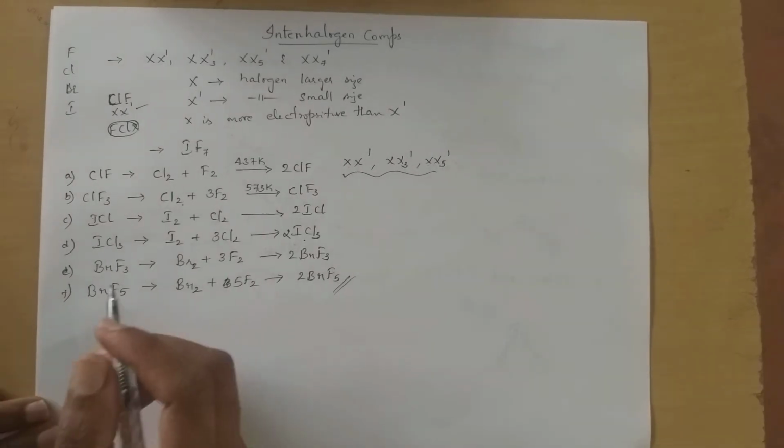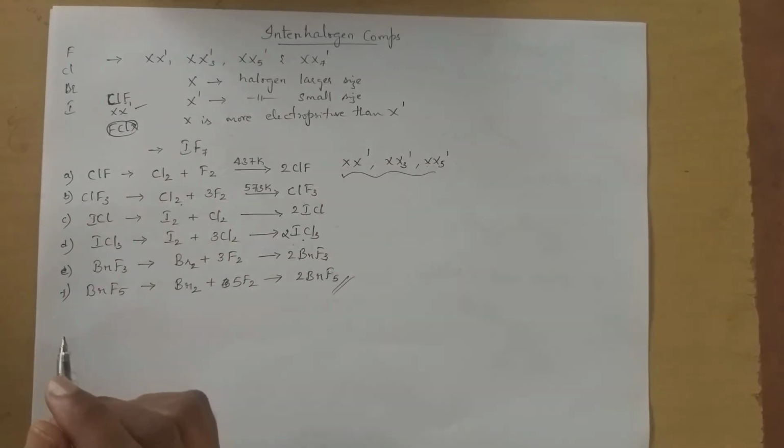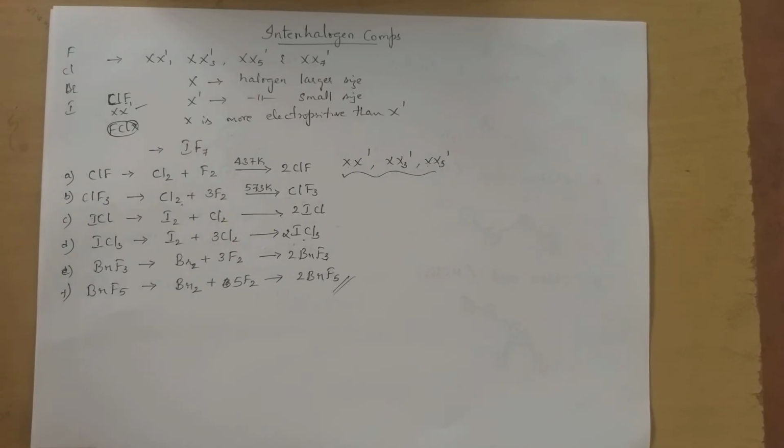Clear? Okay. Next we have properties, that is particularly these are covalent molecules and they exhibit diamagnetic nature. Okay, magnetic property, they exhibit diamagnetic nature. These are volatile solids or liquids at 298 Kelvin. I mean at normal temperature these are volatile solids or liquids, except chlorine fluoride, that is ClF. Okay, that is a gas.